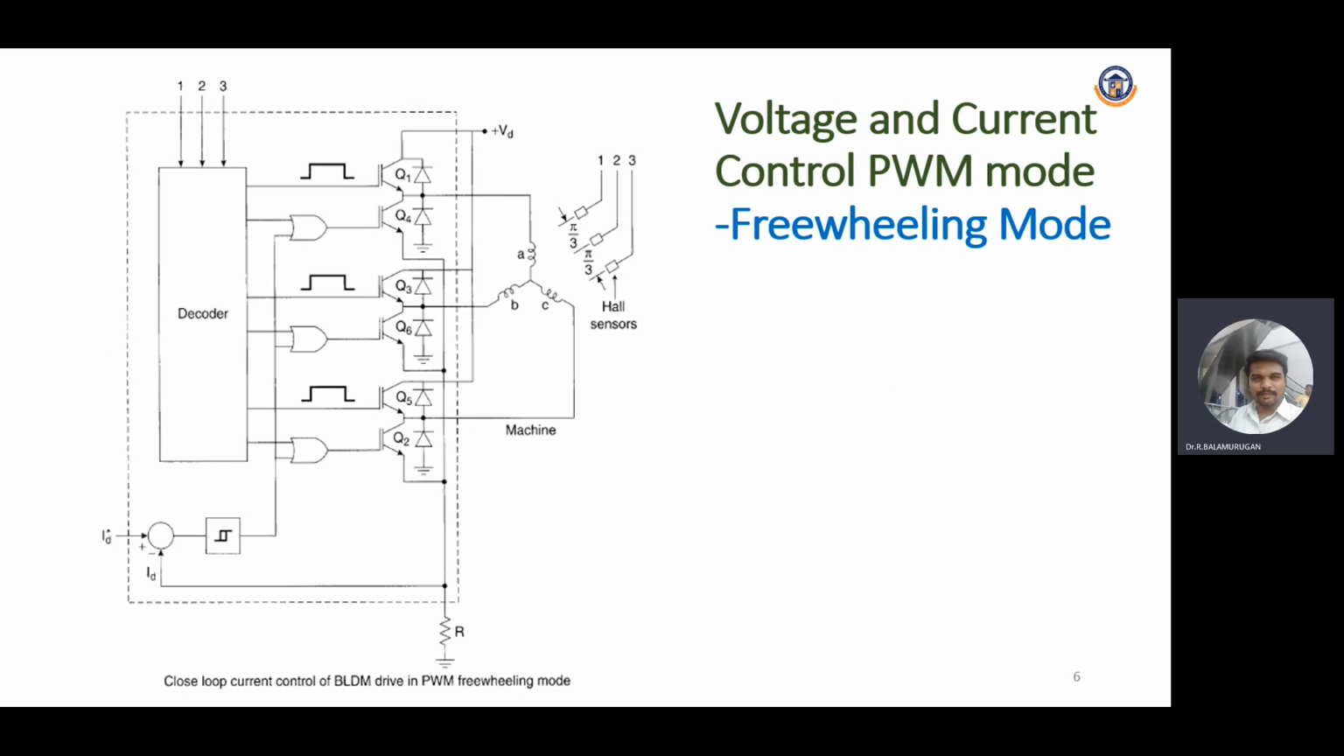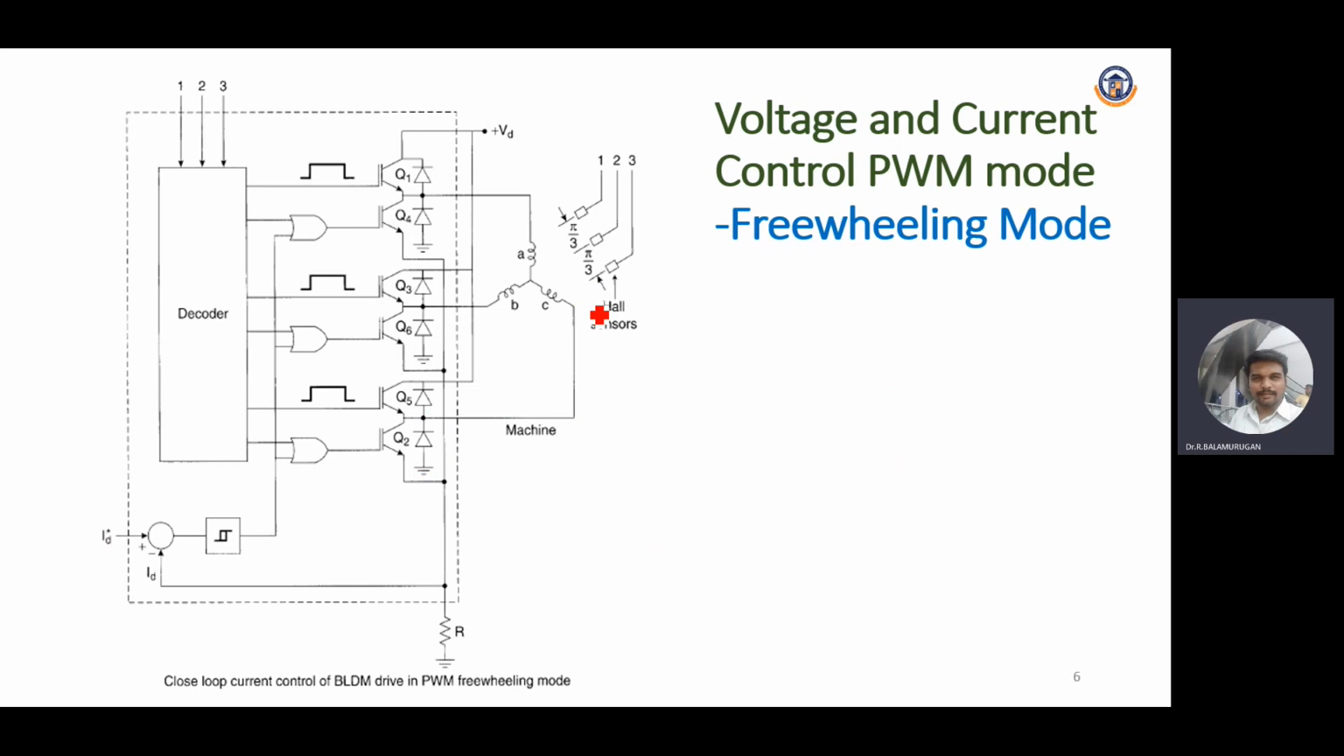Here you can see only one reference will be generated, and that reference will be controlled for each and every phase's switches. Each leg will have two switches. Here also, two switches will be connected in a single phase. For example, Q1 and Q4 will be connected for A phase, Q3 and Q6 will be connected for B phase, and Q5 and Q2 will be connected to C phase.